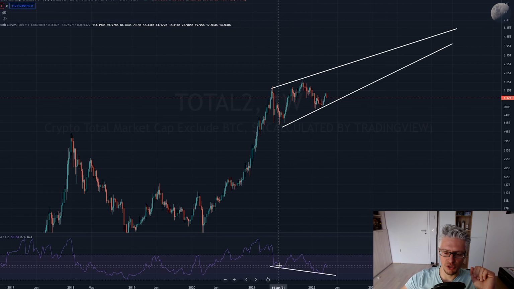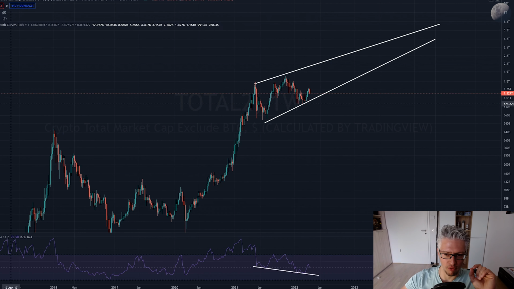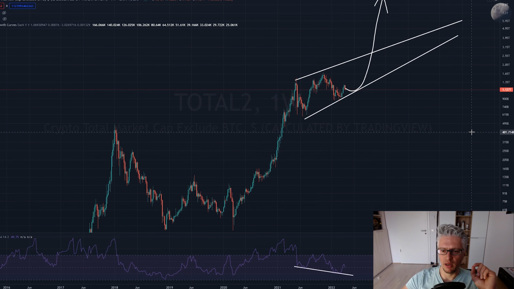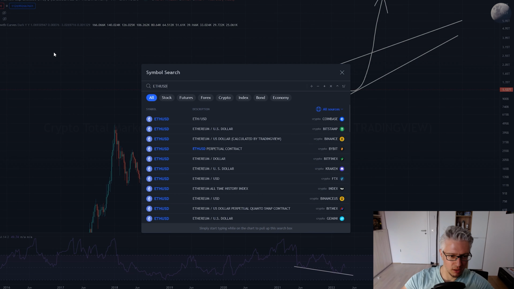The RSI is making lower lows, whereas the price is making higher lows. This means that we have a super strong hidden bullish divergence in the altcoin market. And this in turn means that they are just waiting for an opportunity to go completely crazy. And when will this happen? This will of course happen when Bitcoin starts rising aggressively. But of course we know that there's always a delay between the rise of Bitcoin and the rise of the altcoins.